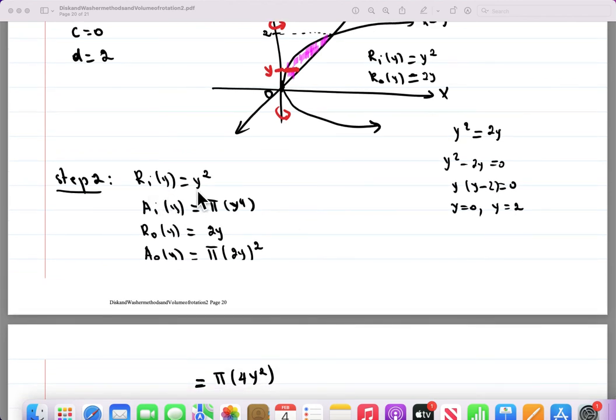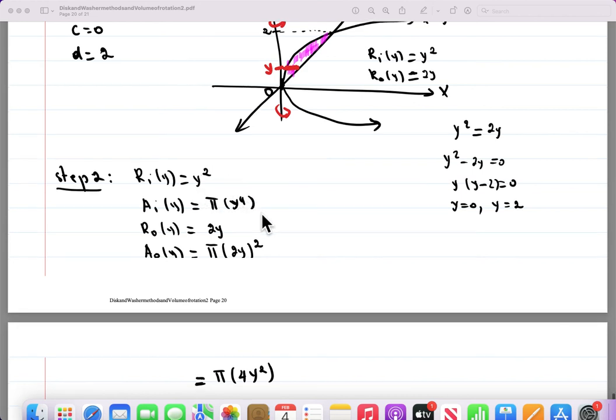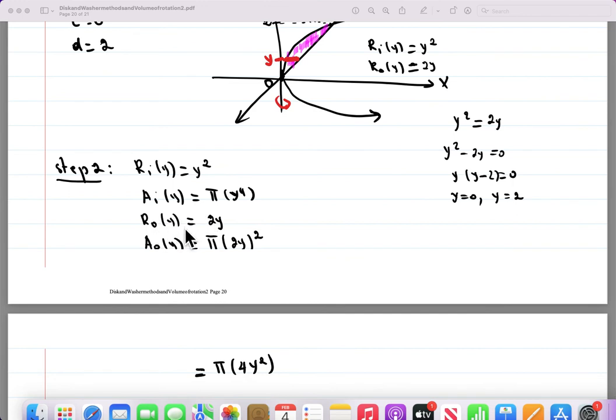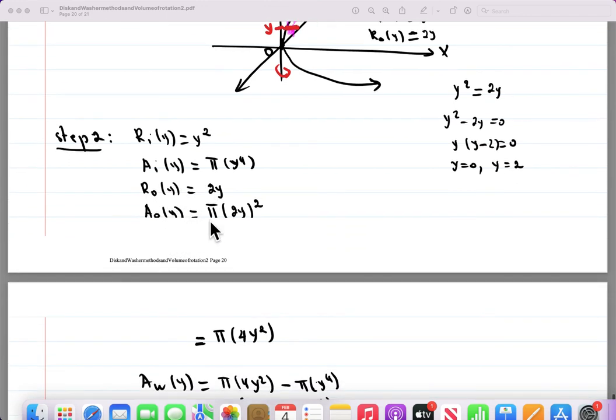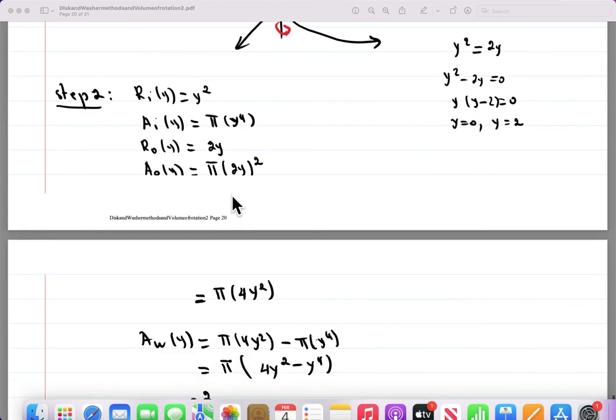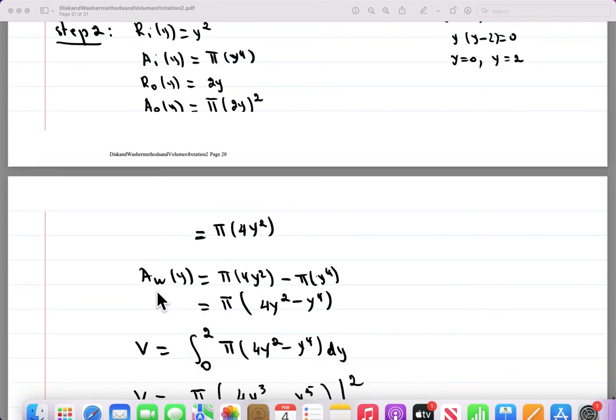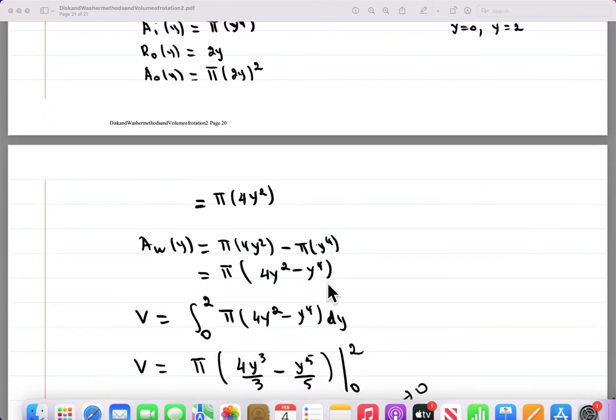So again, step 2, we copy down the information. The inner radius is y squared. So the inner area is pi times y squared squared, which is pi times y to the fourth. The outer radius is 2y. So the outer area is pi times the quantity 2y all squared. When you square 2, you get 4, and you square y, you get y squared. The area of the washer is the outer area minus the inner area. We take the difference, factor out pi, and we get 4y squared minus y to the fourth.